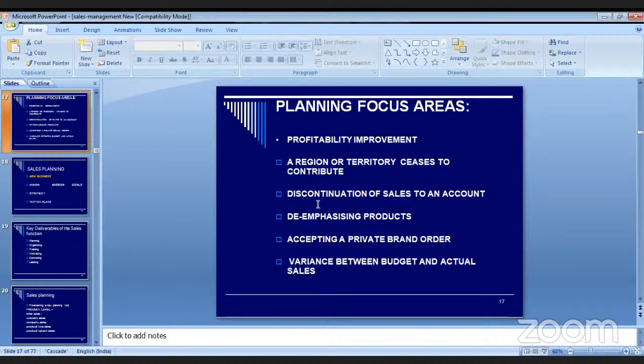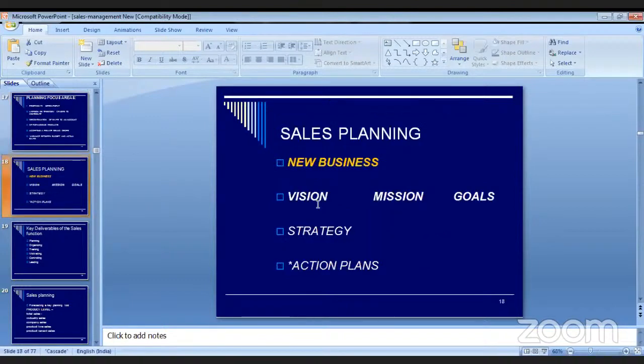The planning department does the work of deciding when to set targets. We make different strategies: long term strategy, short term strategy, immediate strategy, boosting strategy. So you are adopting different strategies to sustain in the market. So sales planning has different focus areas: vision, mission, goal, strategy, action plan. All these things are included in sales planning.